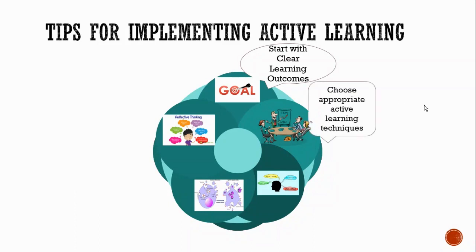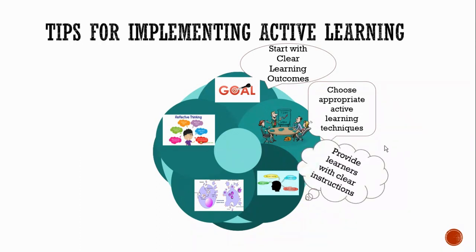Two, you need to choose appropriate active learning techniques. Not all learning techniques can work in a session. So you really need to think critically and plan ahead. So choose your active learning techniques appropriately. And we talked about that. Provide learners with clear instructions. It is very important you do that during your sessions. If it is group work, please give proper instruction to get the desired learning outcome.